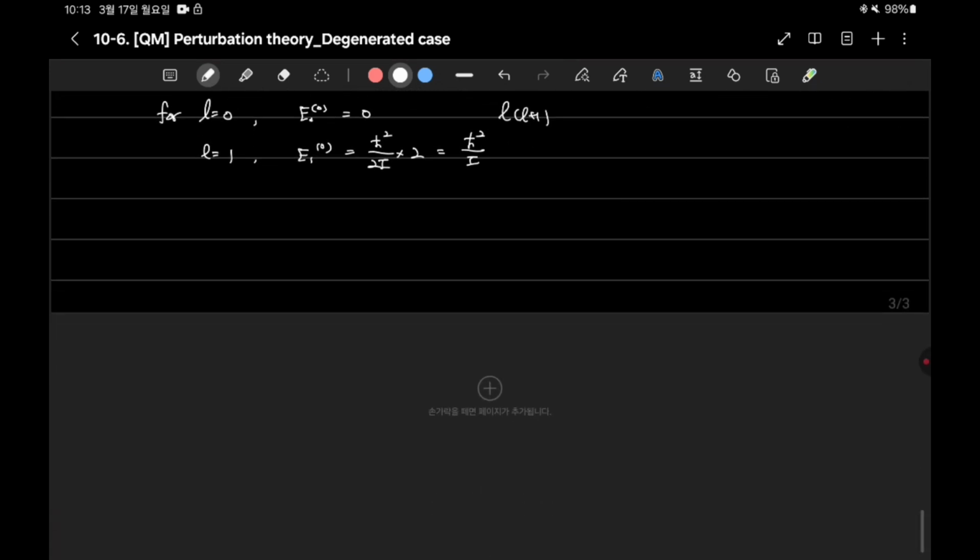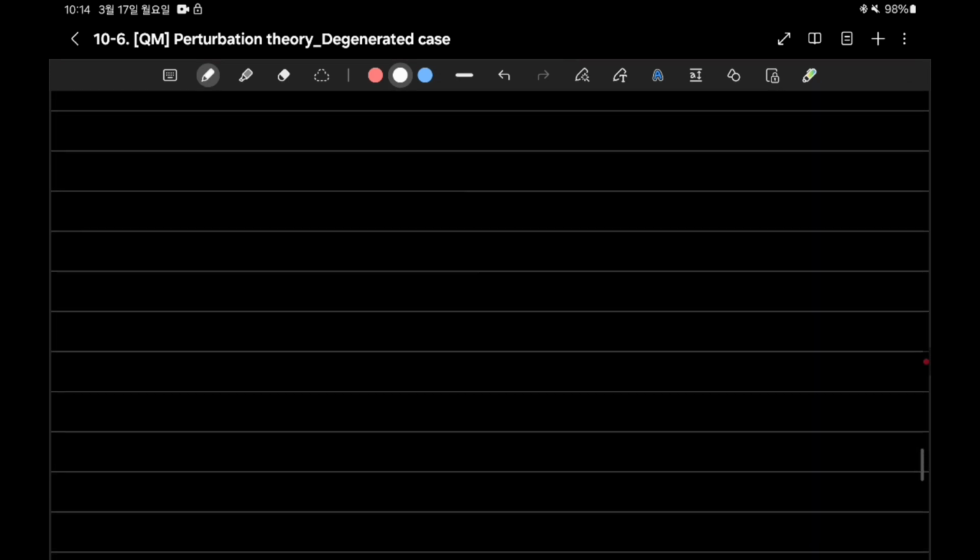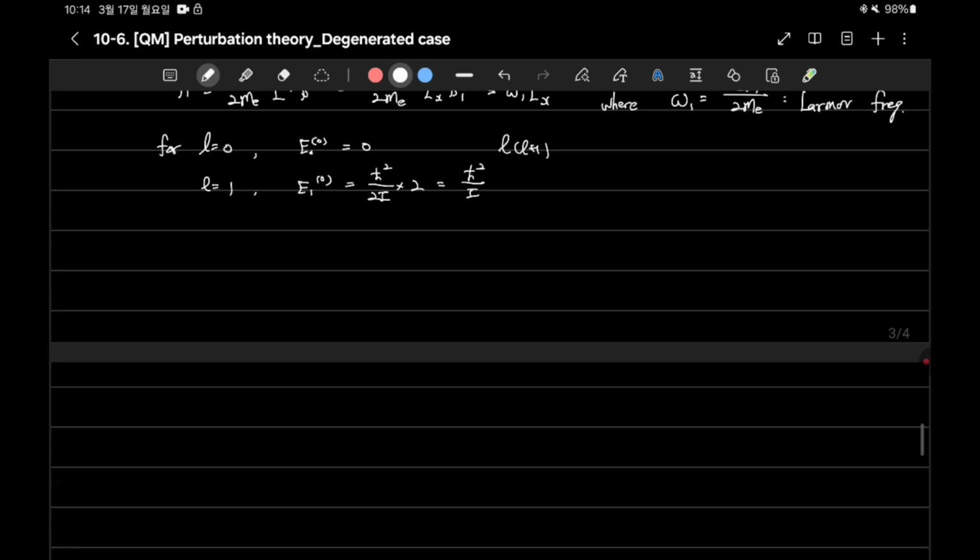We already know that for the L equal to 0 case, the magnetic quantum number should be 0. For the L equal to 1 case, the orbital quantum number 1, the magnetic quantum number has 3 degenerate cases: 1, 0, minus 1. So it is triply degenerate.